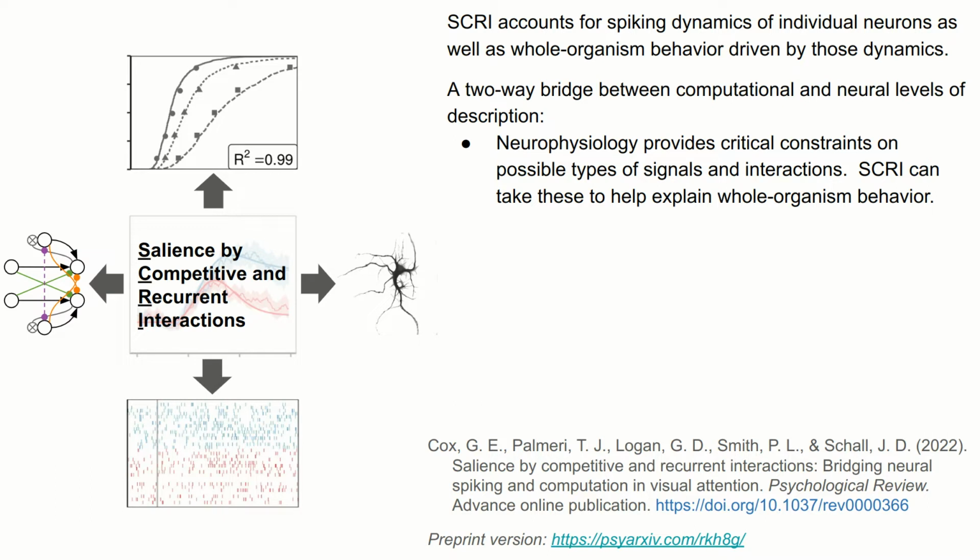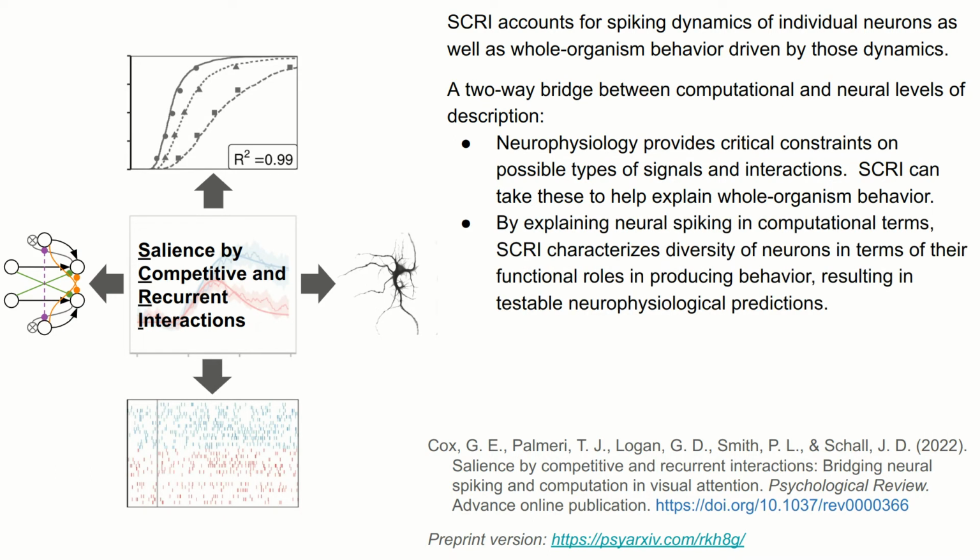On the other hand, by explaining neural spiking in computational terms, we can understand the diversity of FEF visual neurons in terms of the functional roles those neurons play in producing whole organism behavior. Although I haven't been able to get into it here, this second point leads to specific testable predictions about neurophysiology, and I encourage interested viewers to check out our paper for more details on this and many other issues.